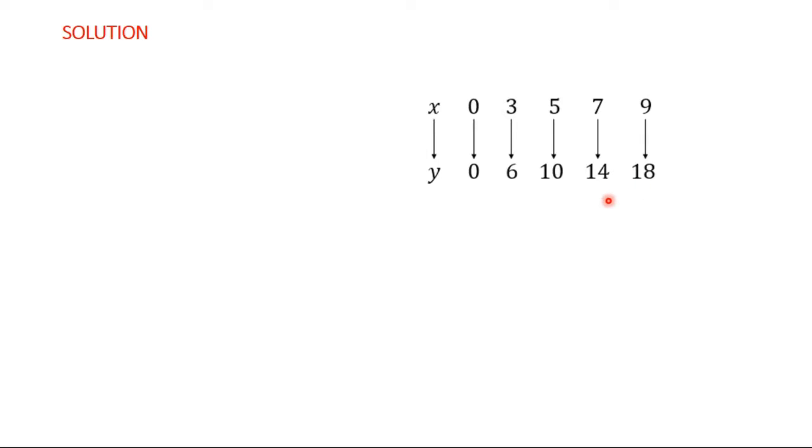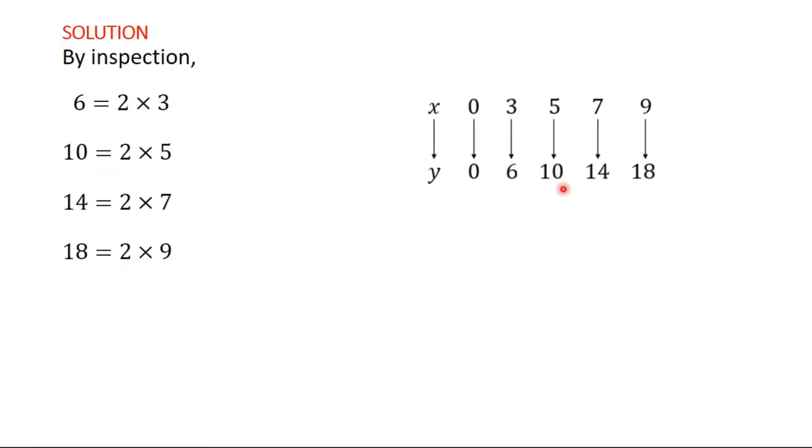Now, if you look at this very carefully, you can see that to get the image 6 here, if you multiply 2 by 3, we are getting the image 6. To get the image 10, if you multiply 2 by 5, we are getting 10. To get the image 14, if you multiply 2 by 7, we are getting 14. To get the image 18, if you multiply 2 by 9, we are getting 18.